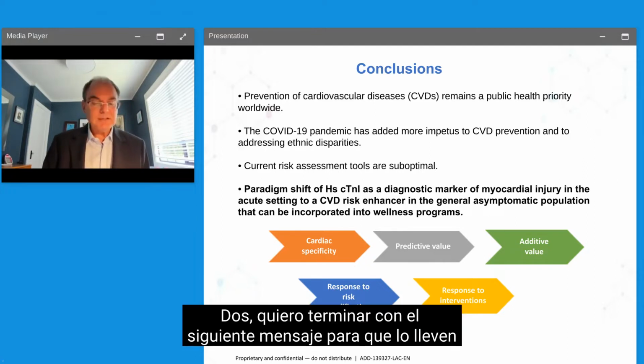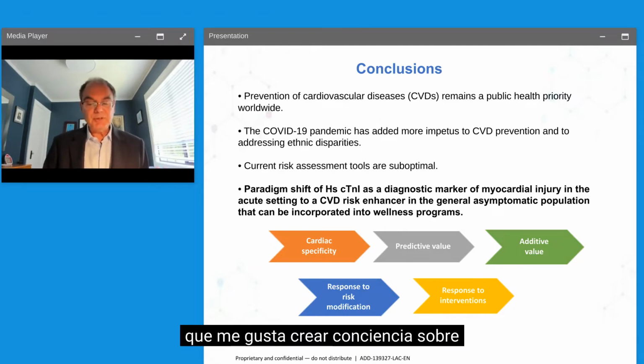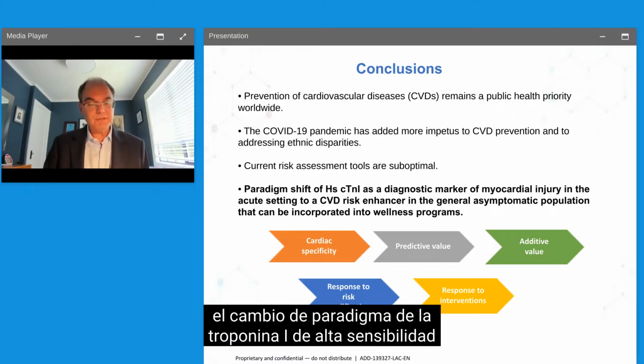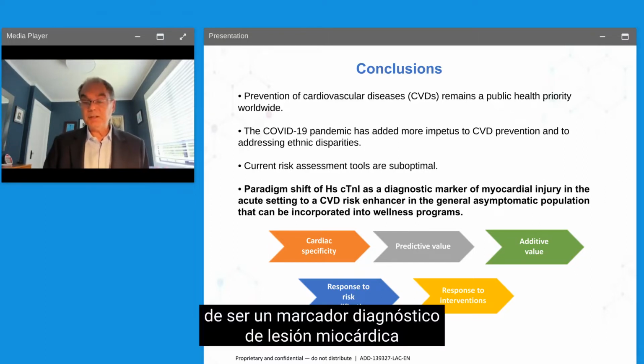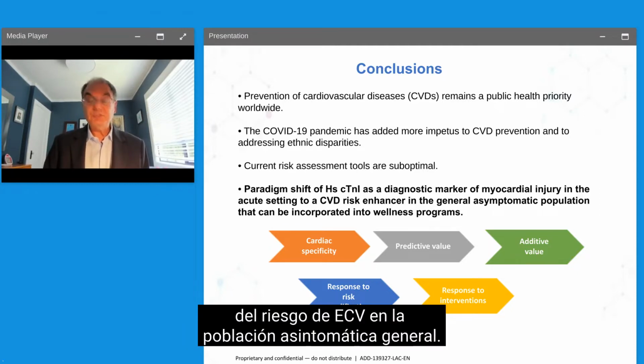So I'd like to end with a take-home message in my presentation, and that is that I'd like to bring awareness about the paradigm shift of high-sensitivity troponin I from being a diagnostic marker of myocardial injury in the acute hospital setting to a potentially useful CVD risk enhancer in the general symptomatic population.